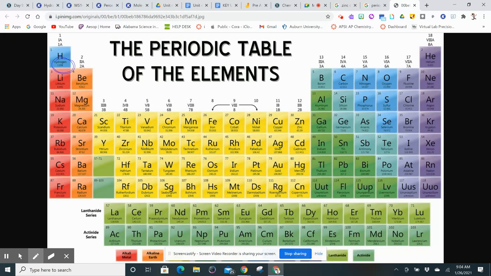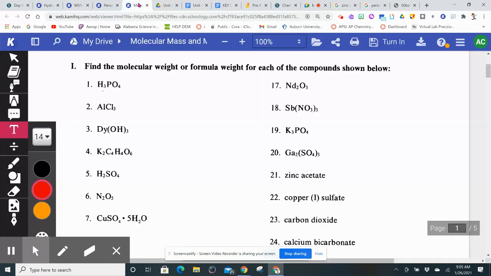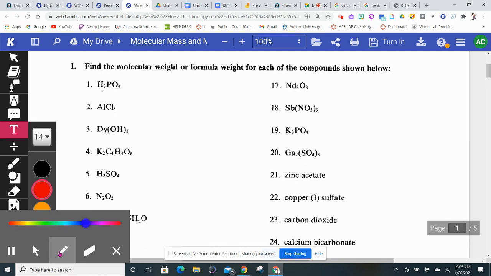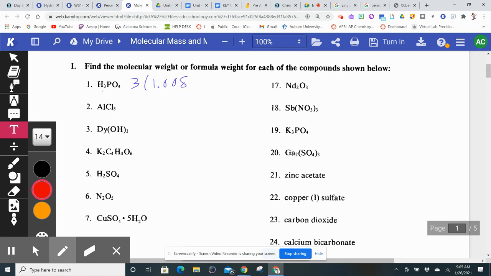So hydrogen is 1.008. Phosphorus is 30.97. And oxygen is 15.999. Okay, so basically what I can do is I can say 3 times 1.008, I can say 30.97, and then 4 times 16. It's 15.999, which is pretty much 16. I just multiply those, add them all together, and I'm done. That's it.